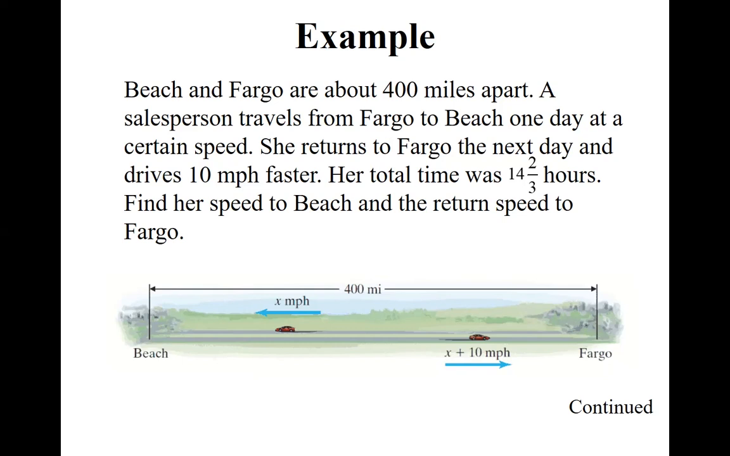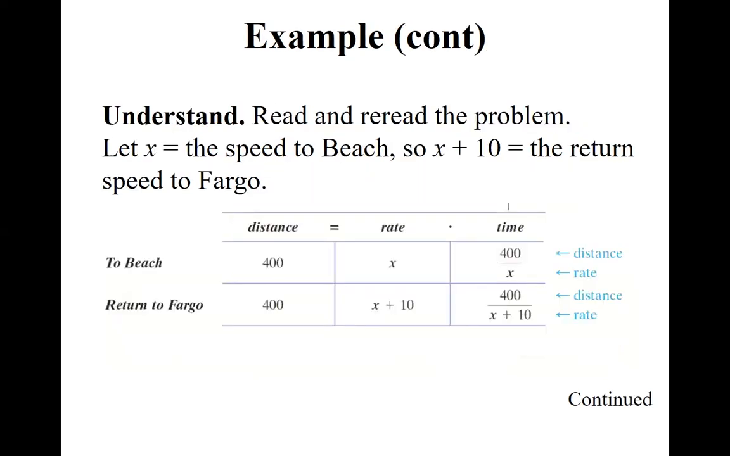Now we have this diagram. They're 400 miles apart. Going to Beach was X miles per hour, and it was faster going to Fargo by 10 miles per hour, X plus 10 miles per hour. We know distance equals rate times time. The distances are the same. The distance doesn't change. So the rate times time one way has to equal the rate times time the other way.